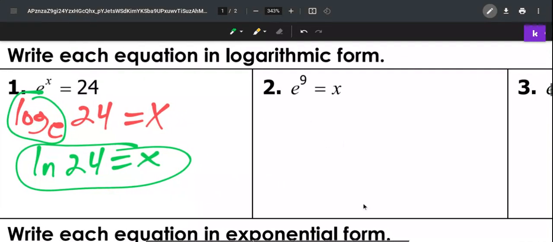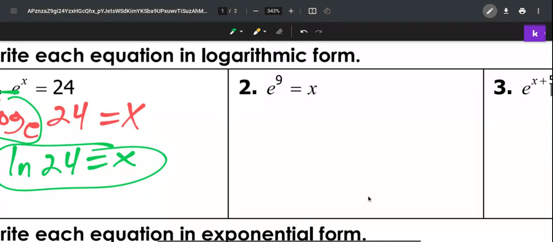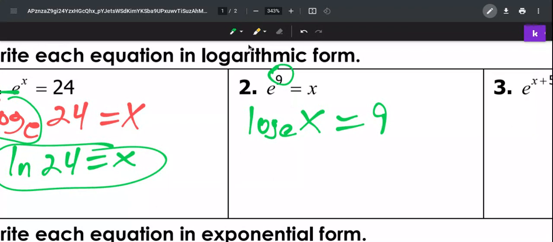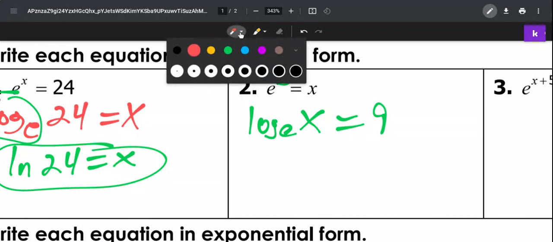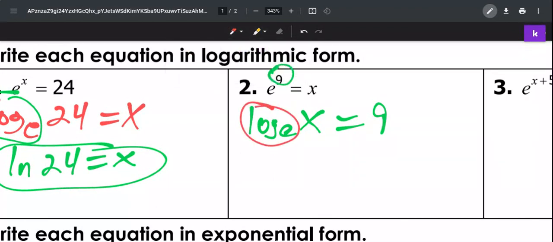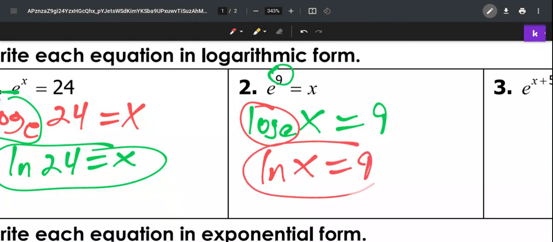So pause it, try number 2, and then we'll do it together. So number 2, e to the 9th equals x. So once again, e is the base of our exponent, so it becomes the base of our logarithm. So log base e. Then we skip over 9 and we go to a, which is x. So log base e of x. Then we have equals. Now we can go back to 9, and that's what everything's equal to. All right, so now log base e is correct, but we can rewrite it. It's the natural log, or ln, of x equals 9.